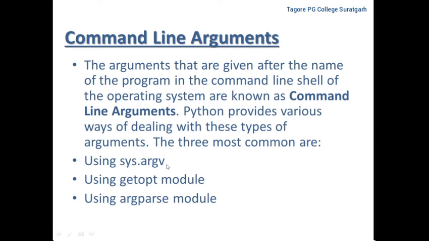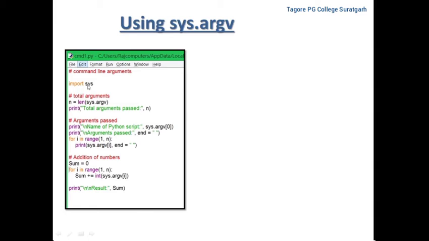There are 3 most common types, which are sys.argv, getopt module, and argparse module. So first we will work with sys.argv. Here we will import sys from Python, then we will give the total arguments n equals length of sys.argv, as it comes in string form. So we have to first calculate its length. The total number of arguments is n. Then the first argument will be taken as the name of the script, and after that the other arguments are considered for the calculation or further processing.